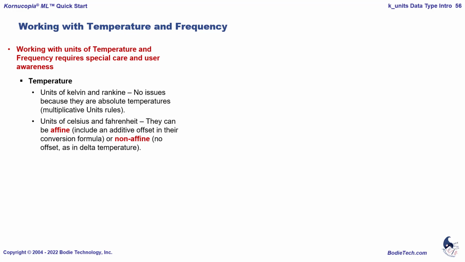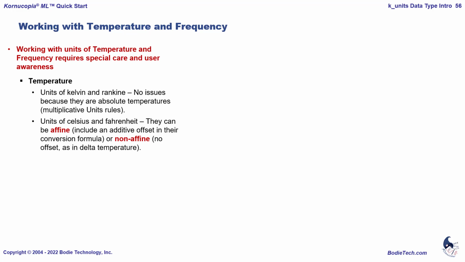If you're using data that has units of Celsius and Fahrenheit, well, then there could be some complexities because the unit of Celsius and Fahrenheit could have an affine conversion required or not when you're doing manipulation of such data. So if you are doing manipulations that require affine conversion, then there's an additional offset in the formulation that converts the data from like Celsius to Fahrenheit. But if the calculations you're doing are non-affine, then there's no offset.